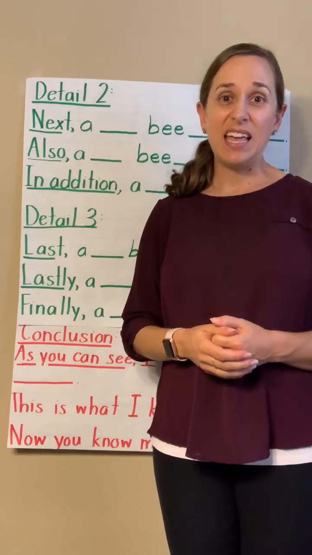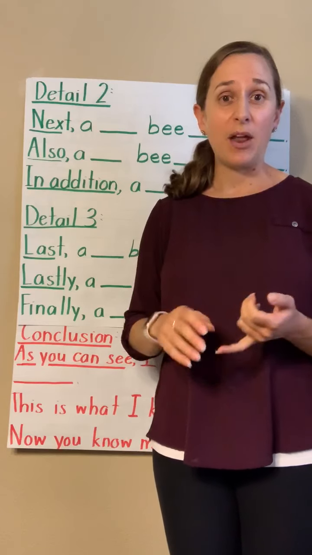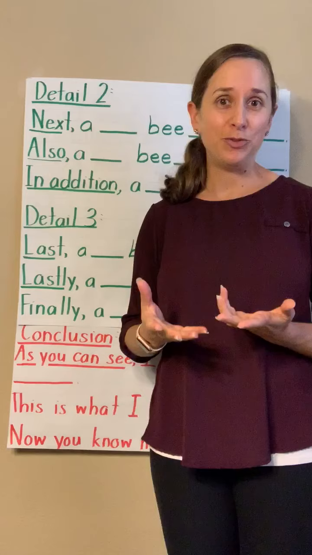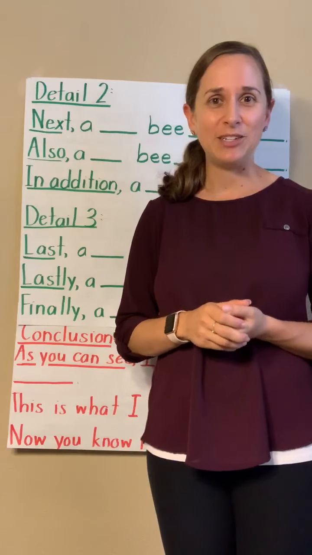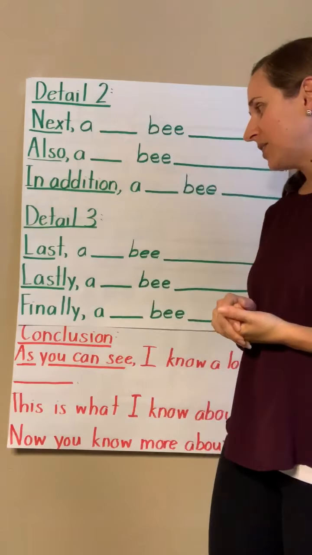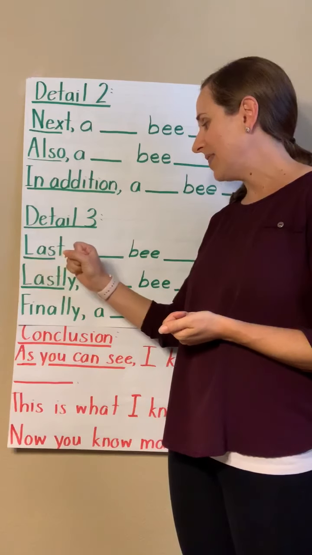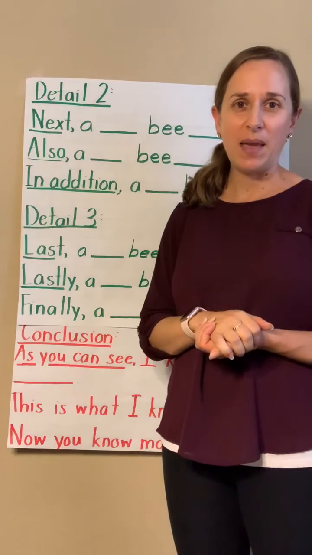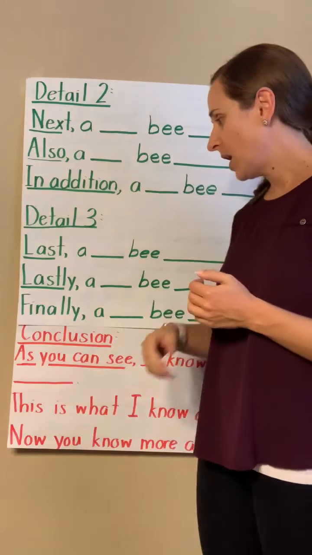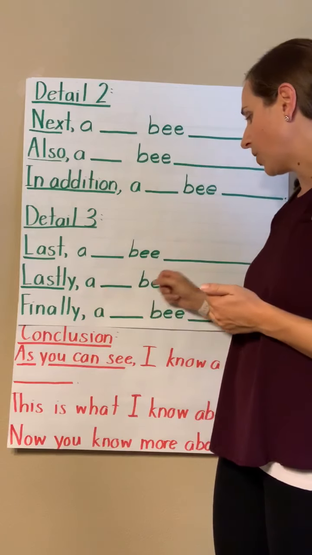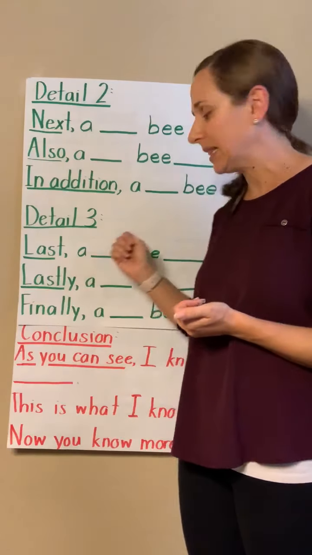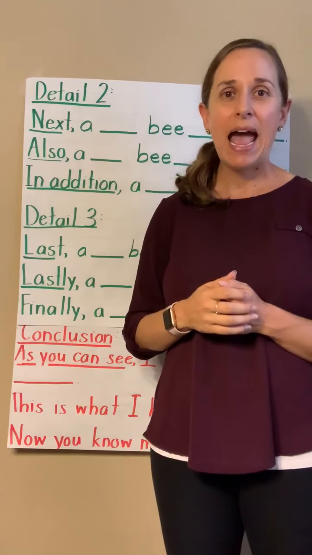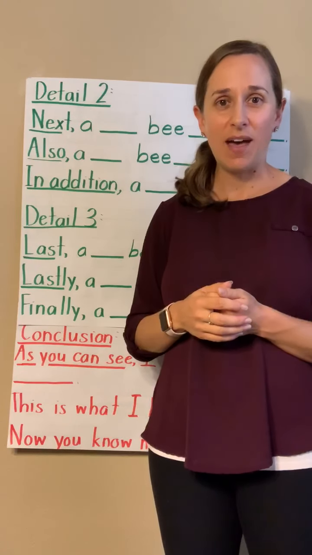So if students, let's say, started off by writing about a worker bee and a queen bee, they'll end their third detail sentence about a drone bee. So let's go over the detail sentence starters that they can choose from. The first one says last, and they might say a drone bee, and then they'll give some information about what a drone bee does. They could say lastly, a drone bee, or finally, a drone bee, and then of course ending with some information about what a drone bee does in the hive.